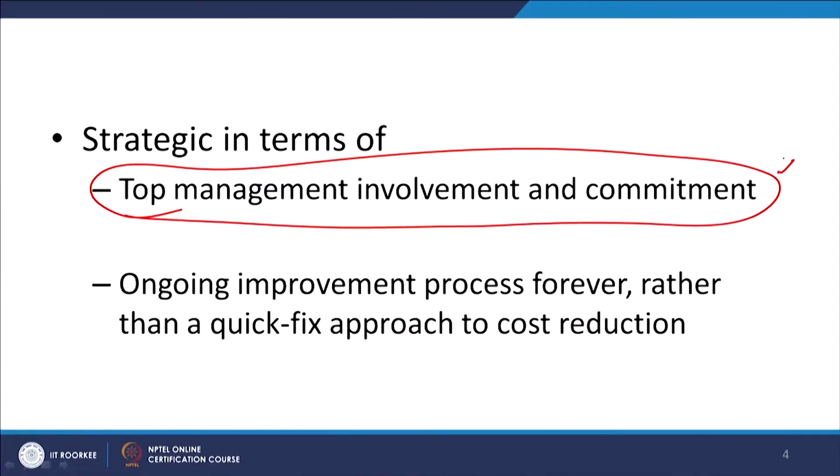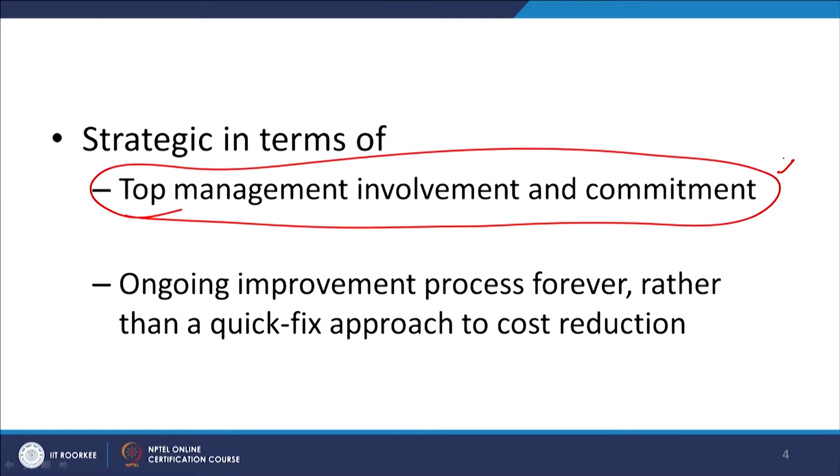Without proper commitment and proper involvement of the top management of the organization, quality related initiatives are impossible. So, the strategic role of quality is only possible when top management is involved and committed to an organization wide quality revolution. So, that is one very important thing.